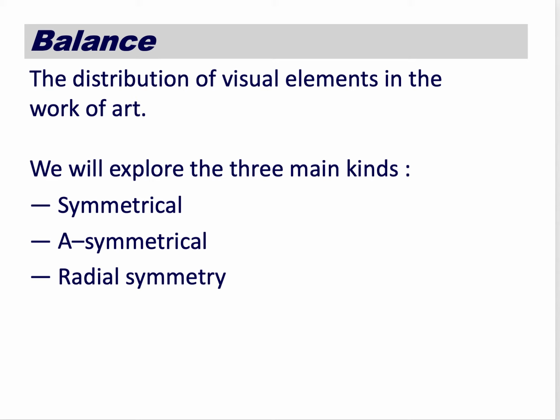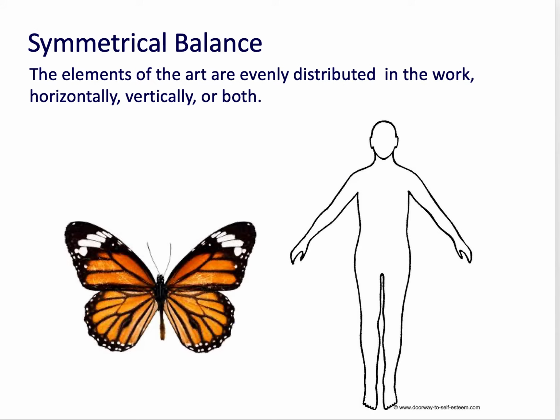So balance is how you're distributing those visual elements in the work of art, which really means where you're putting the subject matter, the stuff on your piece of paper, and whether it's evenly spread across that paper, or whether it's asymmetrical, or it's radiating out from a center point for radial symmetry. So here are examples of both, where it comes from and it out there in the world in terms of people using it when they design and create something.